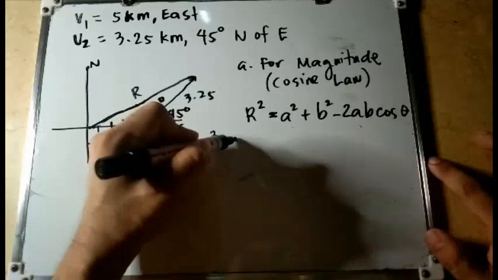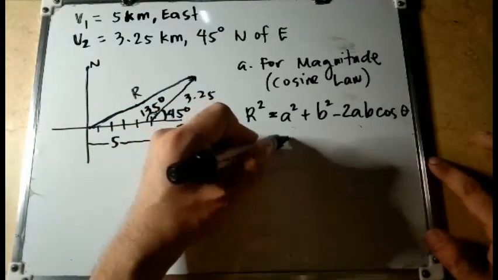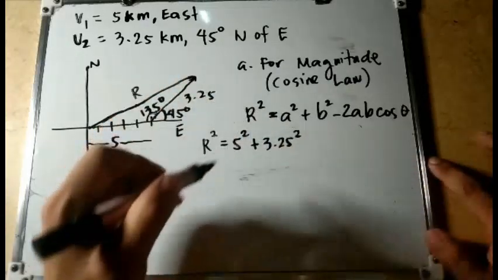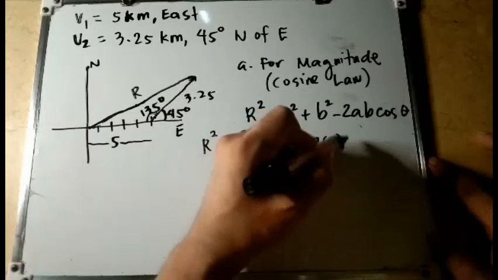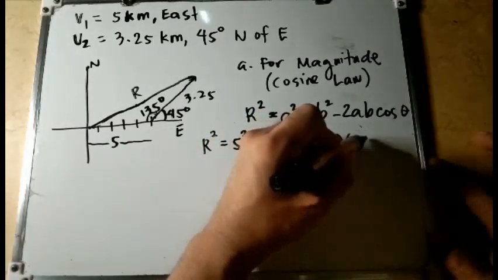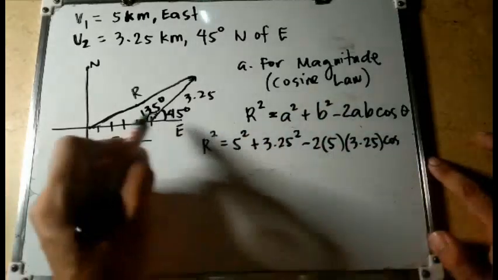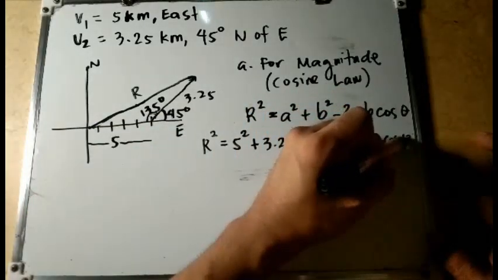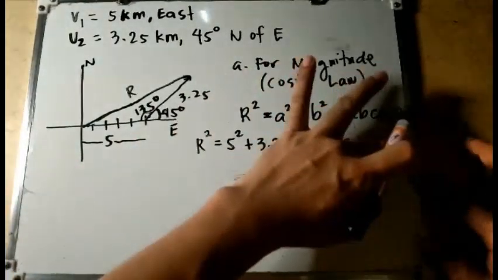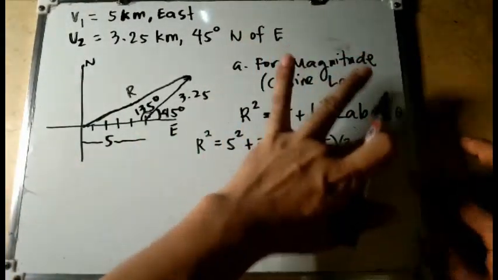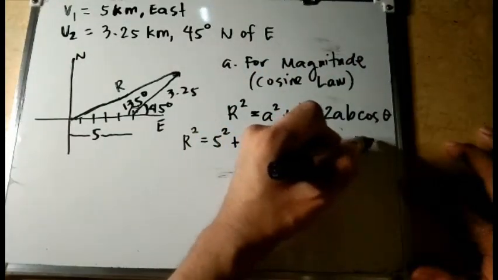So we have 5 squared plus 3.25 squared minus 2 times 5 times 3.25 times cosine, ano yun? 135. Okay? So, cosine 135.